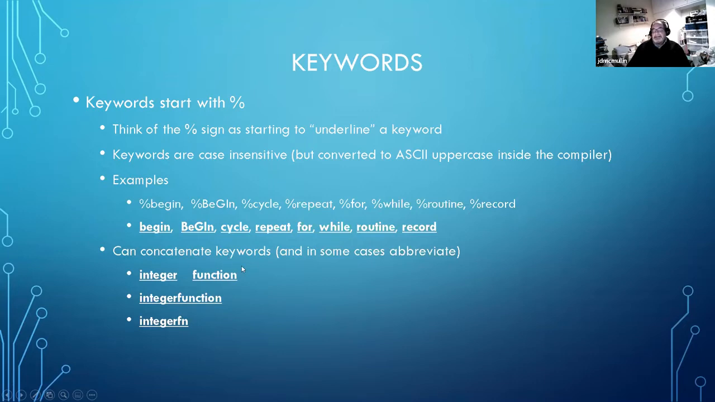You can concatenate the keywords, and in some cases abbreviate. So you've got integer, function, or you can join the two together to become integer function, or shorten it to integer fn, where integer is prefixed by a %, and function by a %. Here, it's just all one section, %integer %function, or %integer %fn.